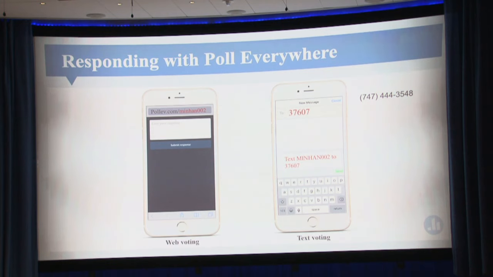code MINHAN002. Right now, probably you are not really seeing any question. It informs you that if MINHAN is ready, you will see the question. If you see that screen, then you are at the right screen.